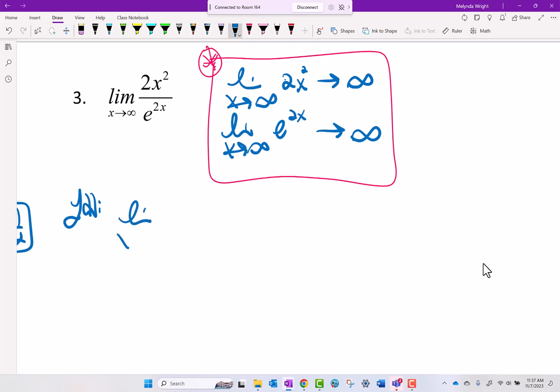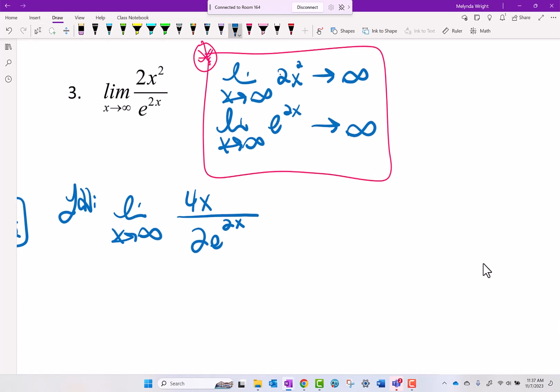So the limit as x goes to infinity. Okay, the derivative of 2x squared is what, 4x? And the derivative of e to the 2x is a chain rule. It's 2e to the 2x. Okay, it looks like I'm going to get infinity over infinity again, right? That's what it looks like. So let's do L'Hopital again.